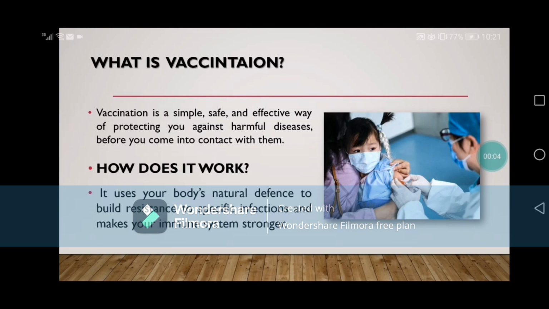Let's talk about the vaccination of COVID-19. What is vaccination? Vaccination is a simple, safe, and effective way of protecting you against harmful diseases before you come into contact with them. How does it work? It uses your body's natural defense to build resistance to specific infections and makes your immune system stronger.